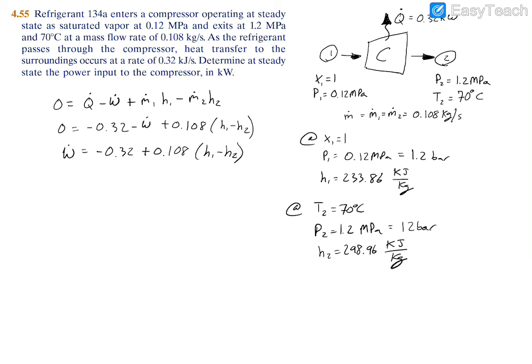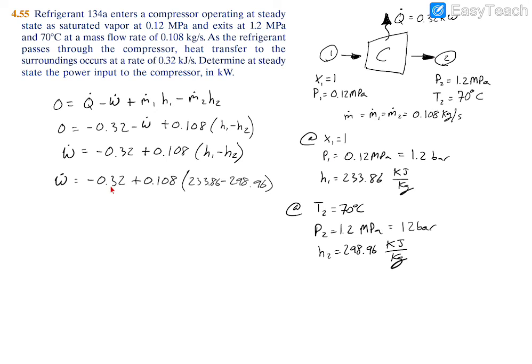Now you just substitute all this back into our expression over here. So we have the power is equal to negative 0.32 plus the mass flow rate, 0.108 kilograms per second, times the difference of enthalpy, so what comes in minus what comes out, once again. So that's going to be 233.86 minus 298.96, and when you multiply the mass flow rate, kilograms per second, by kilojoules per kilogram, you're left with kilowatts.